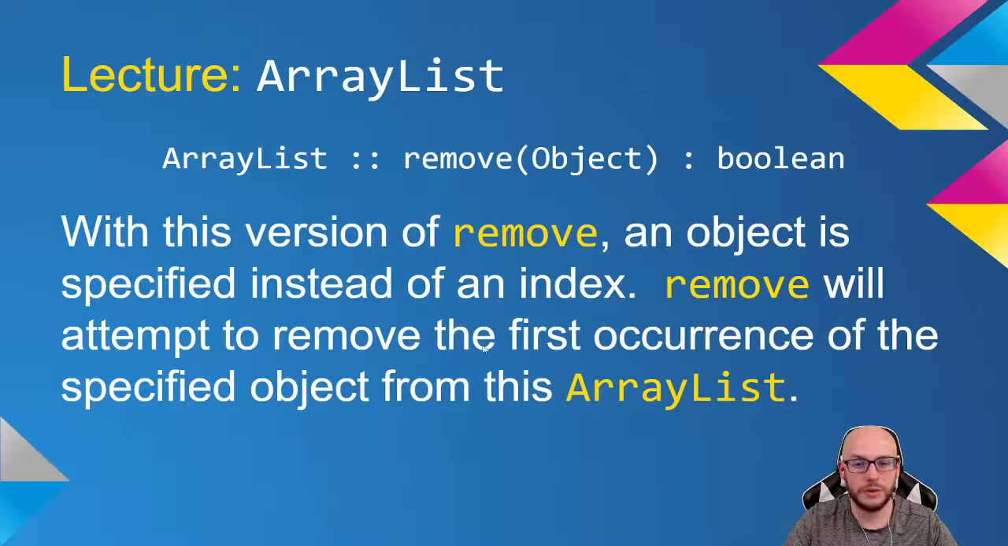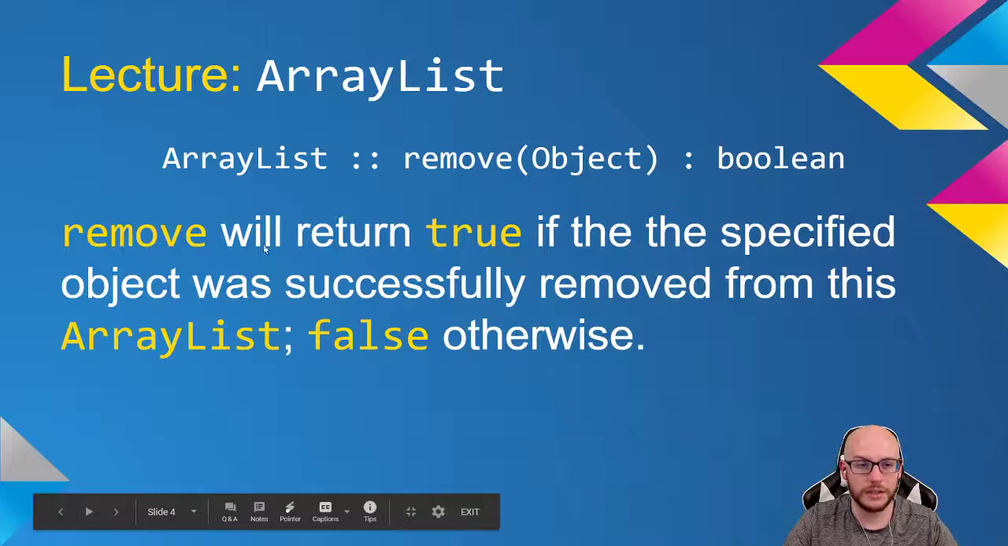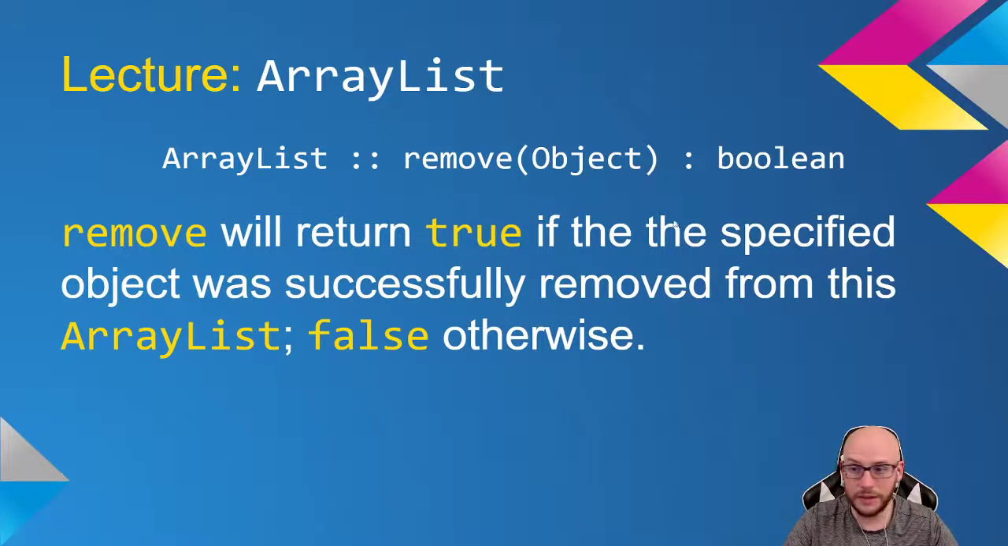Remove will attempt to remove the first occurrence of the specified object from this array list. It'll return true if we found that object and removed it. Otherwise, you're going to return false. So it's possible, right, that you try to remove an object that isn't even in the array list, at which point you get a false value. But if you do manage to remove one, it's going to remove the object and return true. And just like with the other remove, once you actually remove that element, stuff's going to shift.